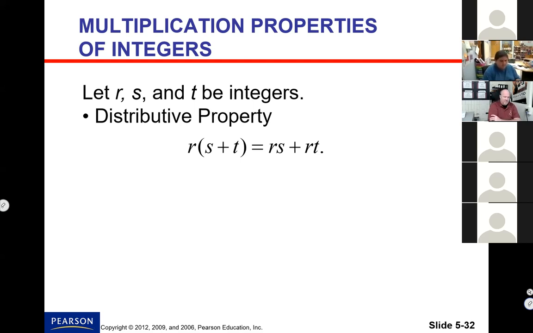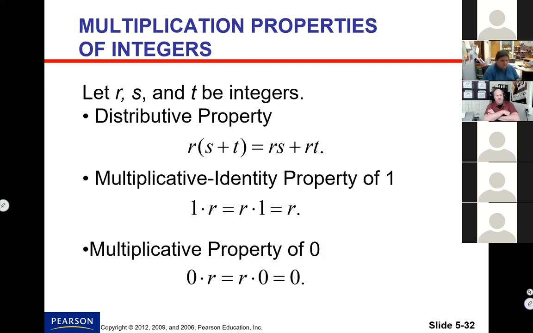Okay, now there are two more that we've talked about before when we did addition, but these ones apply to multiplication. I'll put them both up here: the multiplicative identity property of 1 and the multiplicative identity property of 0. If you take an integer and you times it by 1, you get the same integer, right? So -25 times 1 is -25. 7 times 1 is 7.